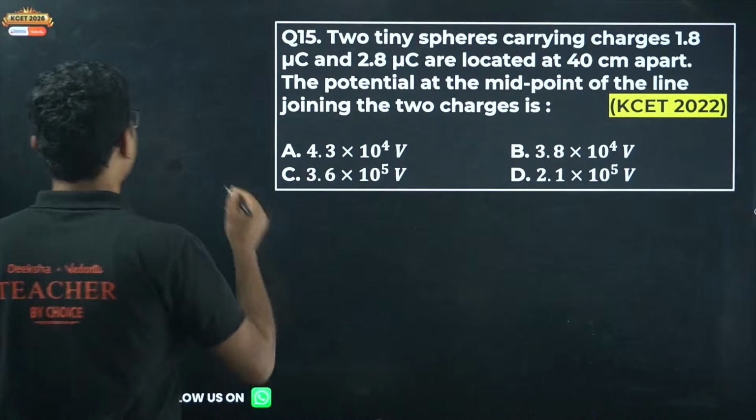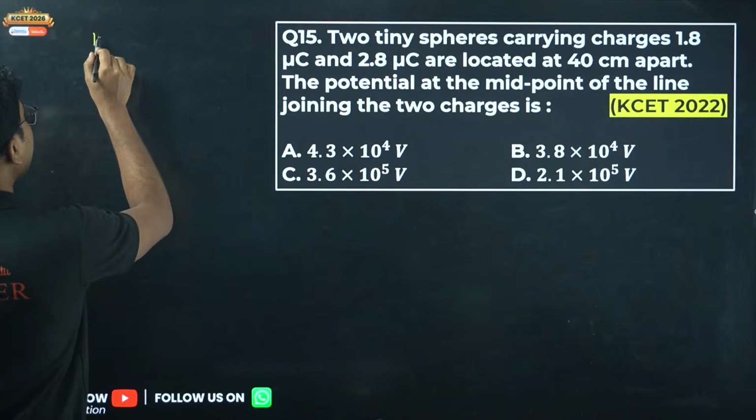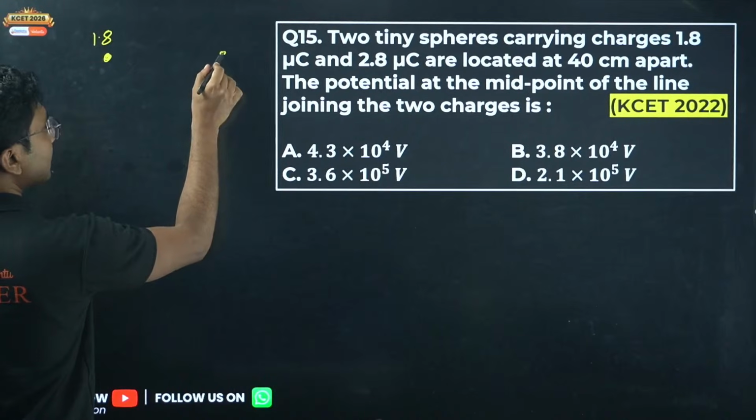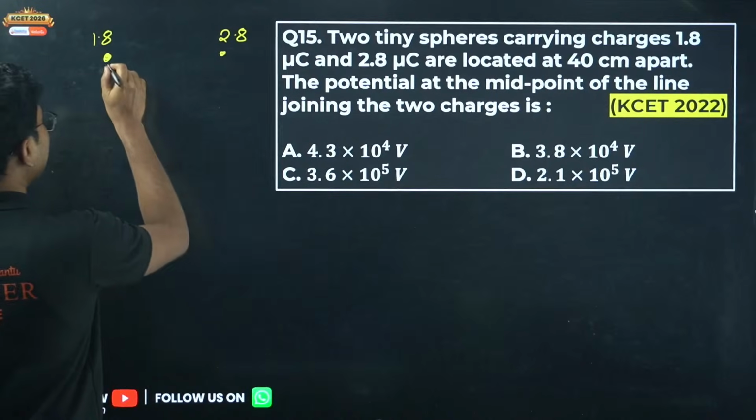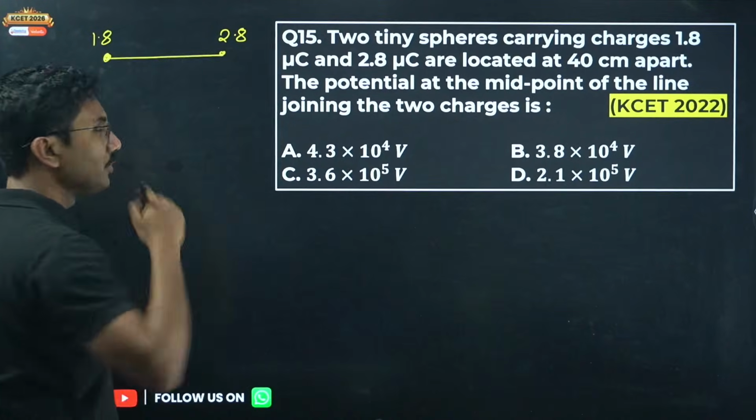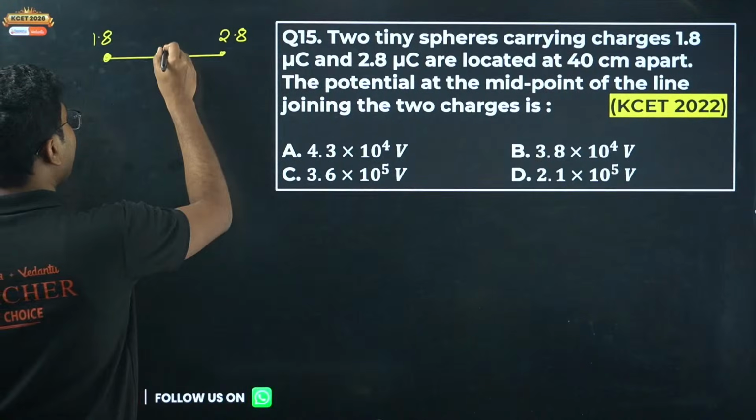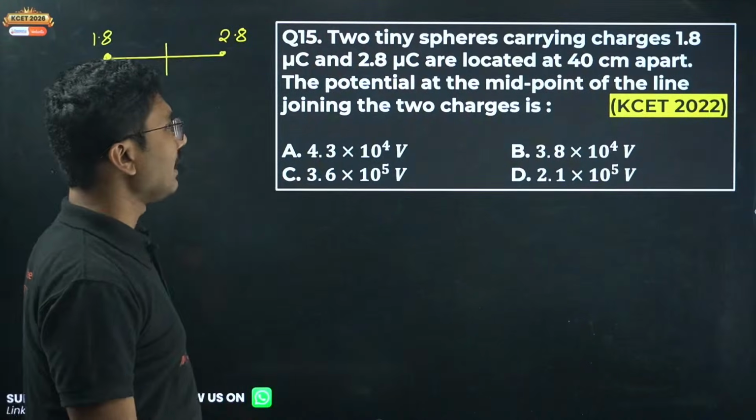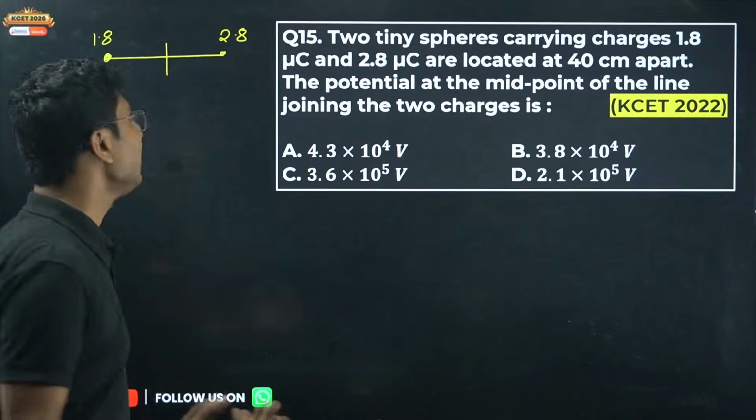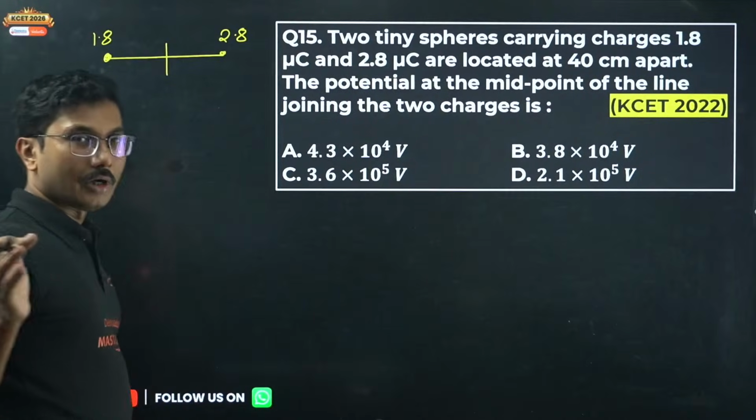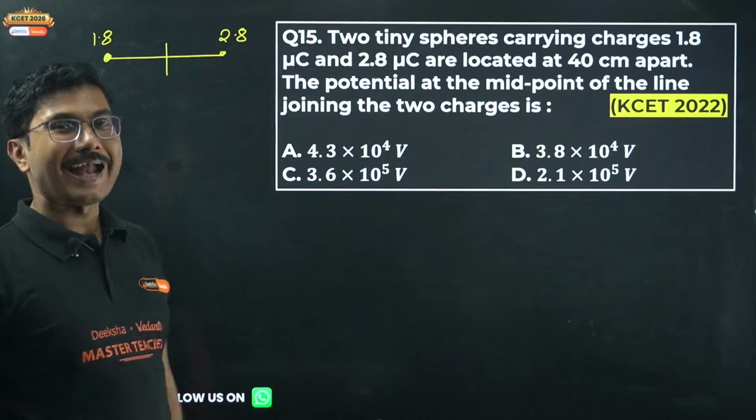So here we have two charges. One is 1.8, another one is 2.8. The distance is 40 centimeter. Remember, 40 centimeter means you have to convert centimeter into meter. Now we are trying to find the electric potential at the midpoint. Not electric field, electric potential, which is a scalar quantity. So you don't need to worry about direction. You just need to calculate the electric potential and add them.